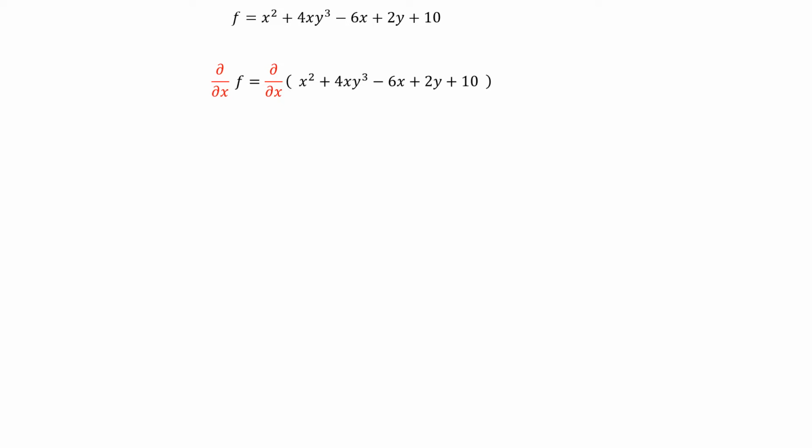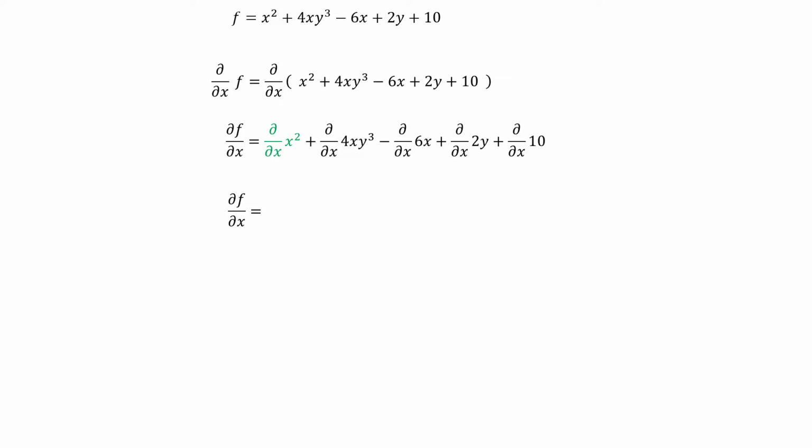The first thing we know about derivatives is that they can distribute to a sum or difference. This is also true for partial derivatives. Let's go through each term here and see what the partial derivative would mean. For this first term, the partial derivative means that any variable that isn't x is being assumed to be constant, or held constant throughout the differentiation process.